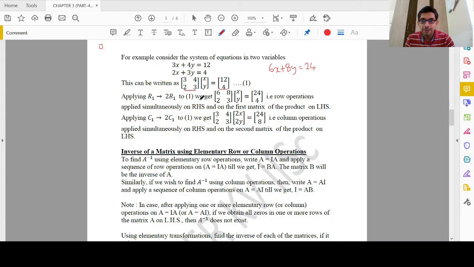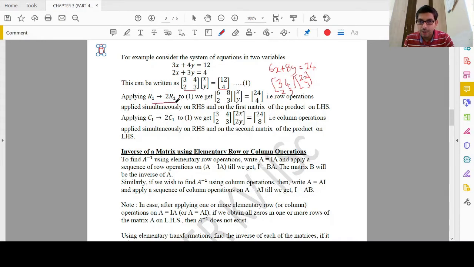So here, after transforming this, the equations which we get are like this. The first equation only will change, that will become 6x plus 8y equal to 24. There won't be any change in the second equation. So here, after applying the row transformation, we are getting an equivalent equation. So R1 changes to 2R1. This means that we are getting an equation in which the first equation is multiplied with 2.